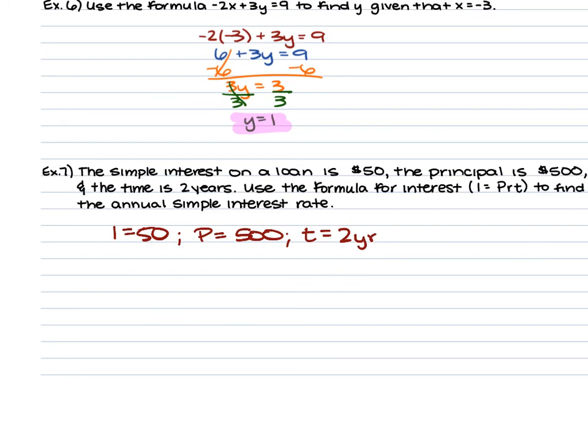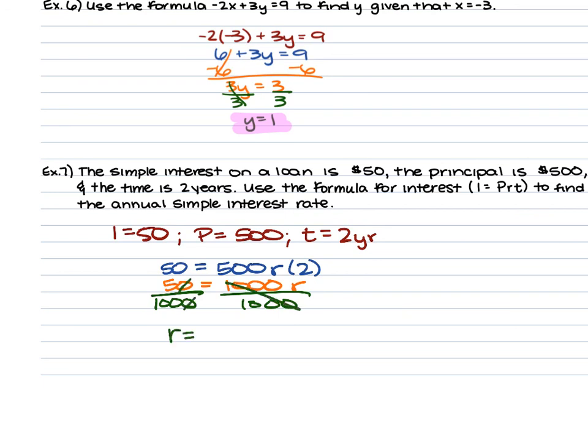So we're going to plug this all in into I equals P times R times T. So we're going to have 50 is equal to 500 times R times 2. The 500 times 2 is 1,000. So it's 50 is equal to 1,000 R. We're going to divide each side by that 1,000. The zeros will cancel. So R is equal to 5 divided by 100, which is 0.05. As a percent, we're going to move that decimal point 2 places to the right. So our rate is 5%.